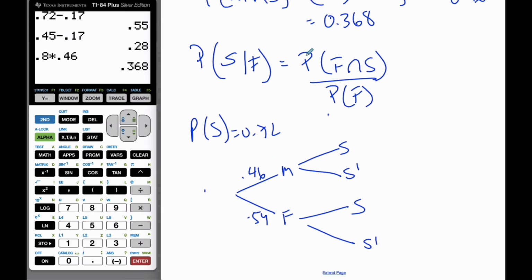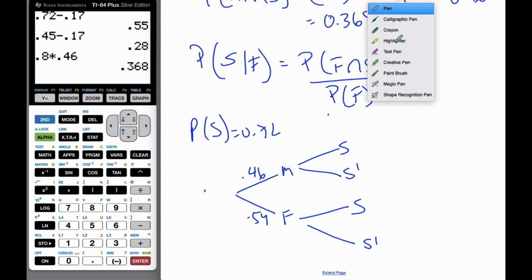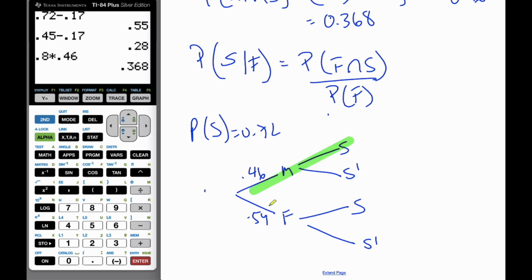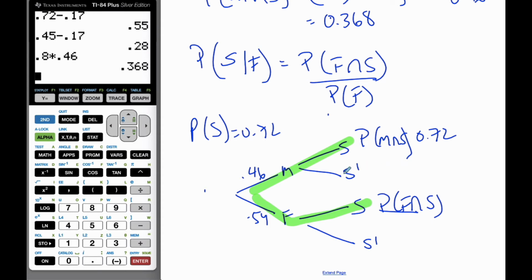I know that if I take this branch and this branch together, those two branches have to add up to 0.72 because these are the only ways to get sandwiches. This particular branch is the probability of F and S, and this branch is M and S. Together, when I add them up, I have to get this value here.